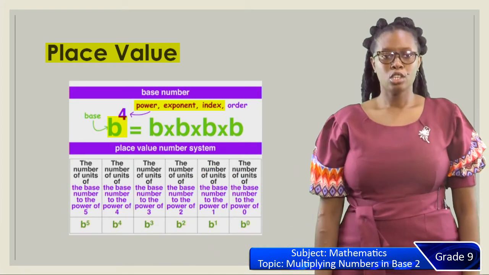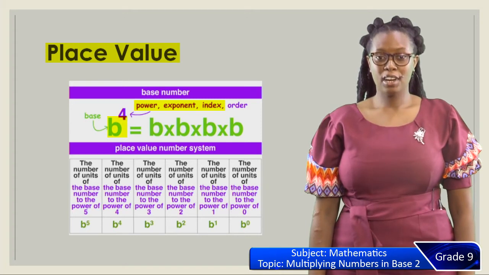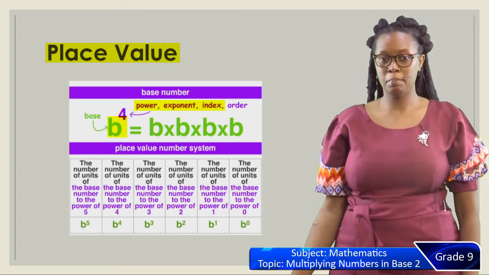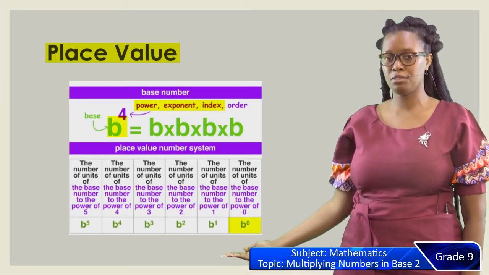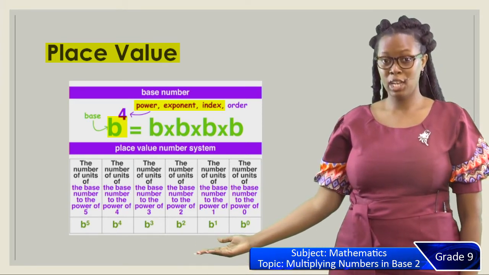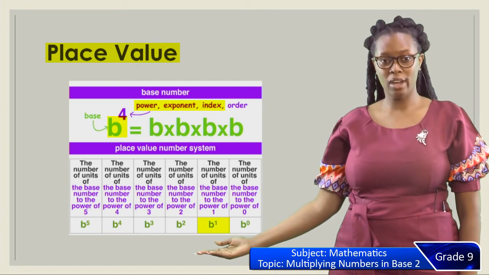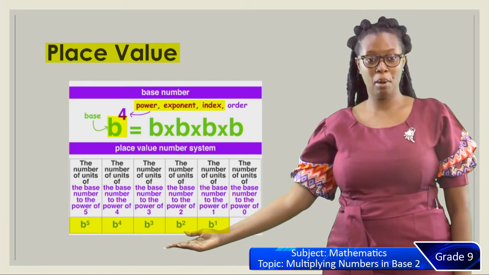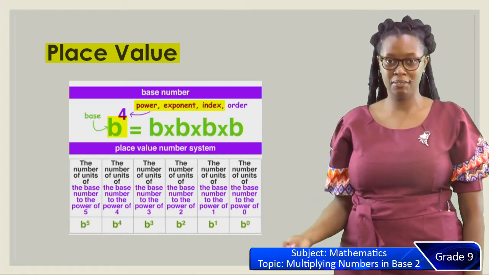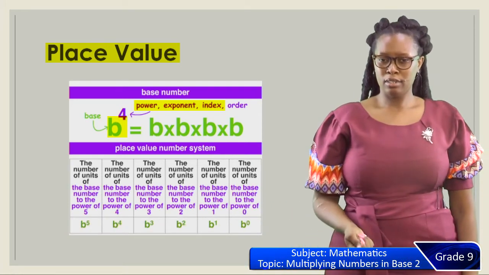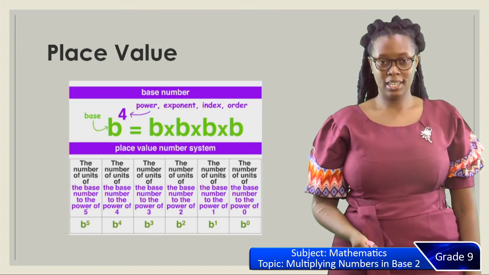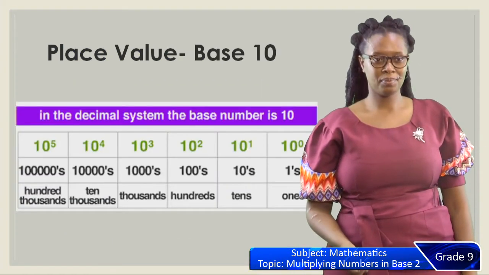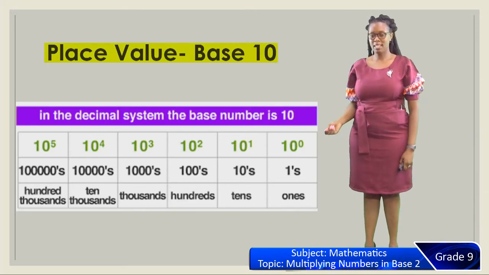So for base b, the first place value for any number in the base b system would be b raised to the power of 0. The second place value would be b raised to the power of 1, and we continue with b raised to the power of 2, b raised to the power of 3, and we continue until we get to infinity. So we're going to go through this with the base 10 number system, the decimal system that we are accustomed to dealing with. So here we have it, base 10.